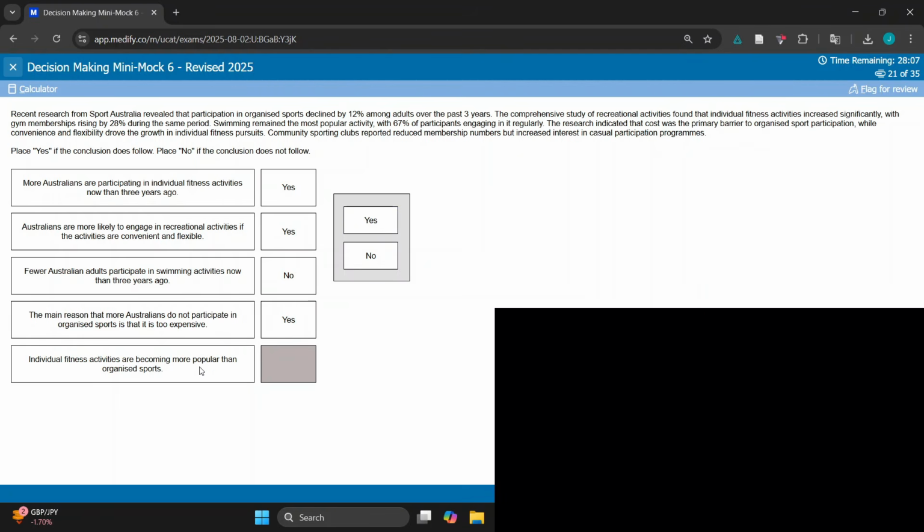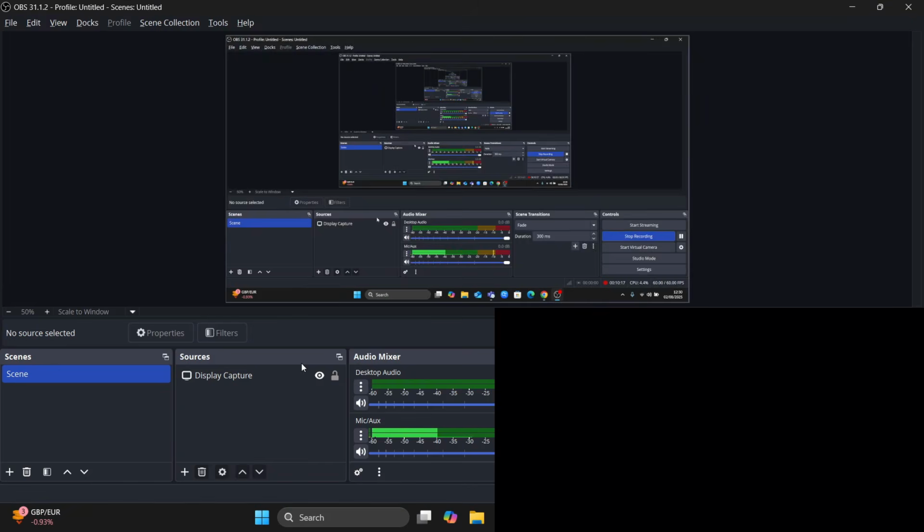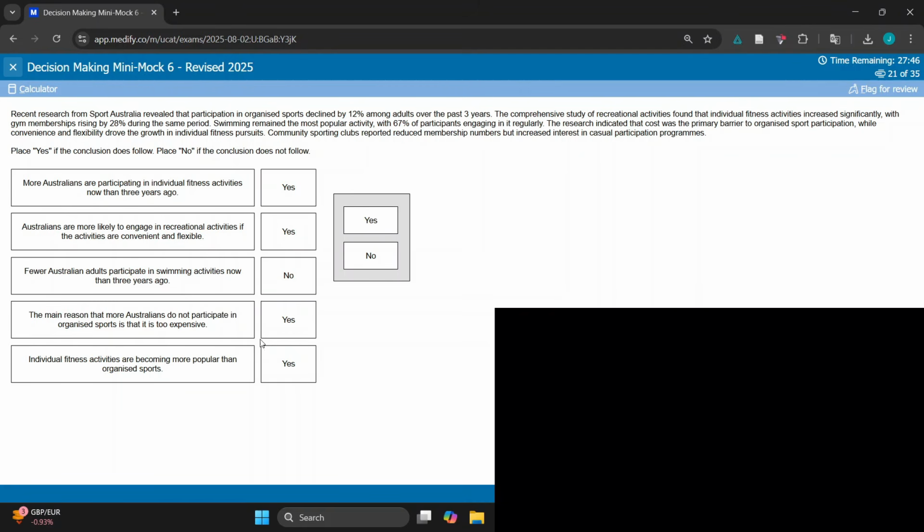Yes, individual fitness activities are becoming more popular than organised sports. Well, it says the comparative study found that individual fitness activities increased significantly, with gym memberships rising by 28% during the same period. Okay, I would agree. See, this is a tough one. Individual fitness became more popular than organised sports. Yeah, but is that just in general? Fine, yeah, let's go with that.